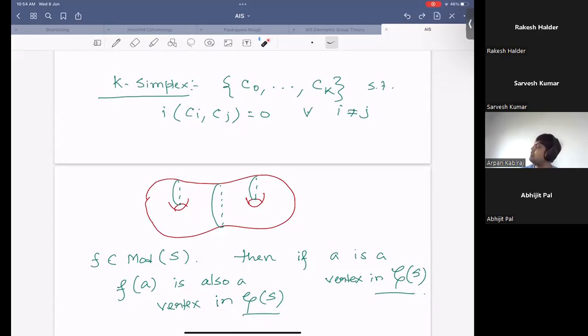But let me see. So why is the diameter infinite? I have to think about why it is infinite diameter. I will check it. I will discuss it in the tutorial.